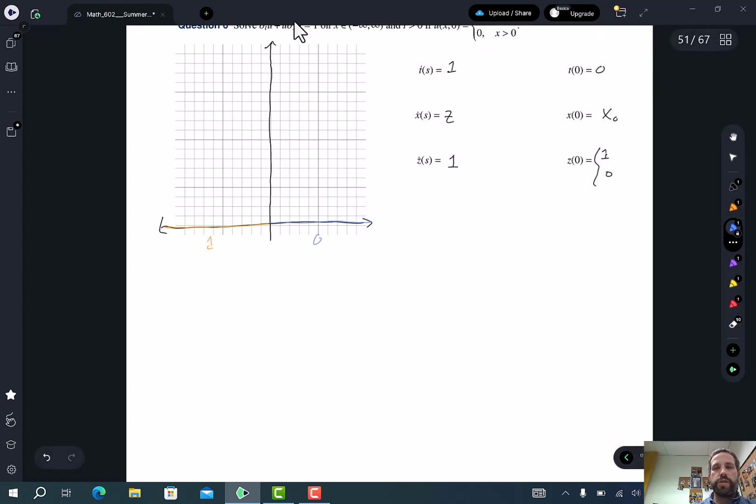Okay, so now let me solve these characteristics for x naught less than 0. For x naught less than 0, we're going to have t of s is equal to s. Okay, now z of s is going to be a little bit different. It's not just going to be whatever z naught is, because z dot is equal to 1. So z of s is going to be equal to s plus 1. Now, x dot of s is going to be equal to s plus 1. And so x of s is equal to s squared over 2 plus s plus x naught.